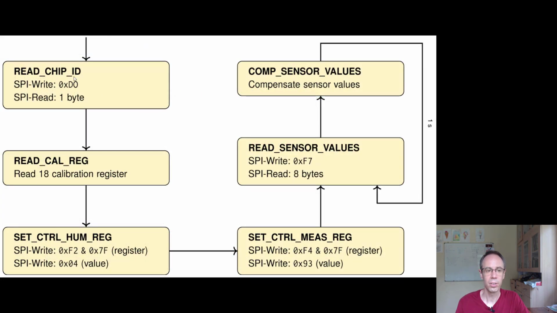And when you take a look again at our finite state machine, we read out the chip ID first, the 1 byte, then we're reading out the calibration register, then we're setting the control humidity register, the control measurement register, reading out the sensor values, then compensating the sensor values and going in a circle.